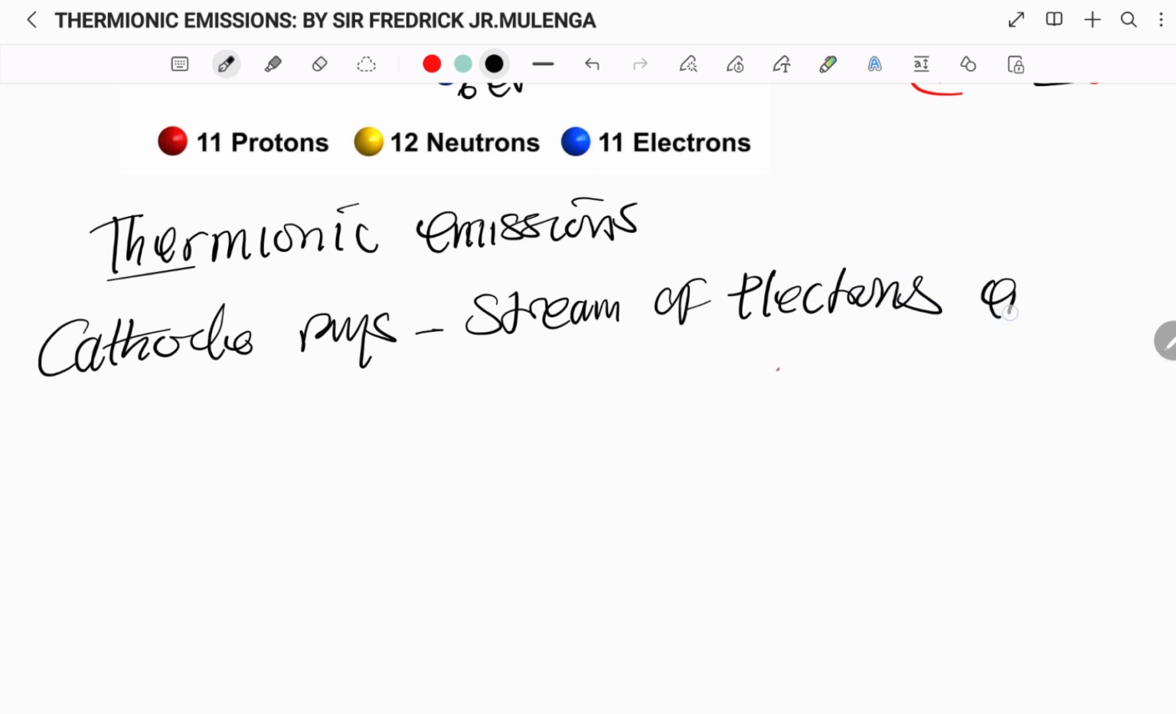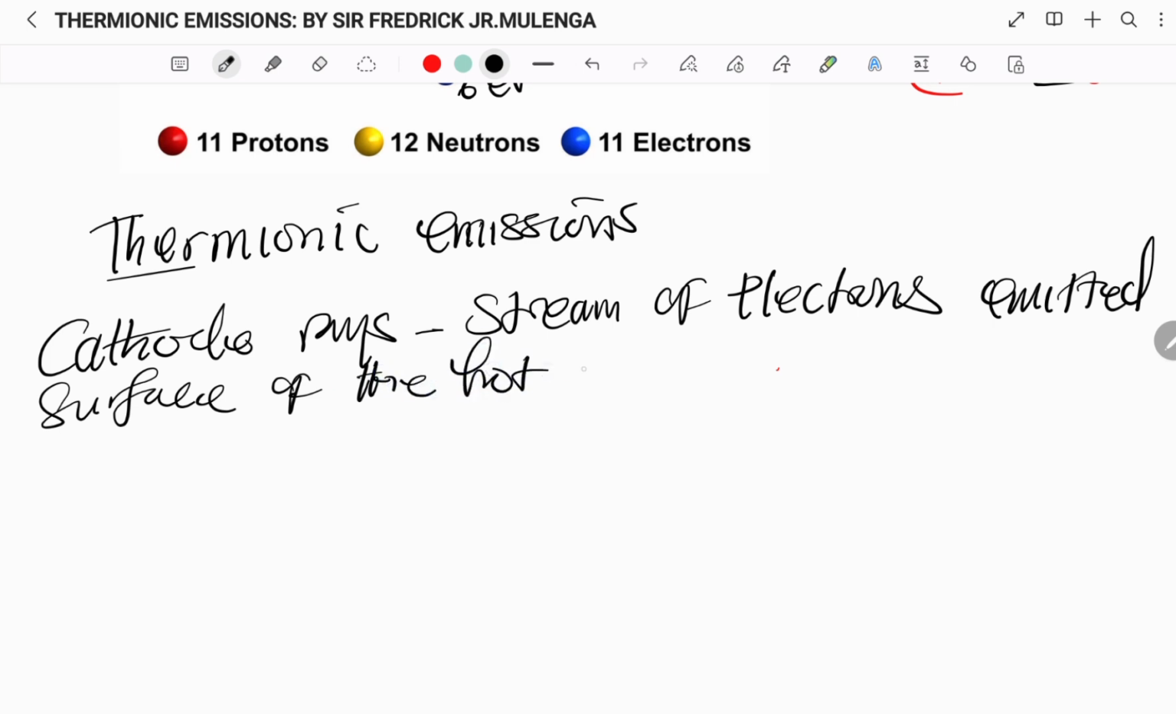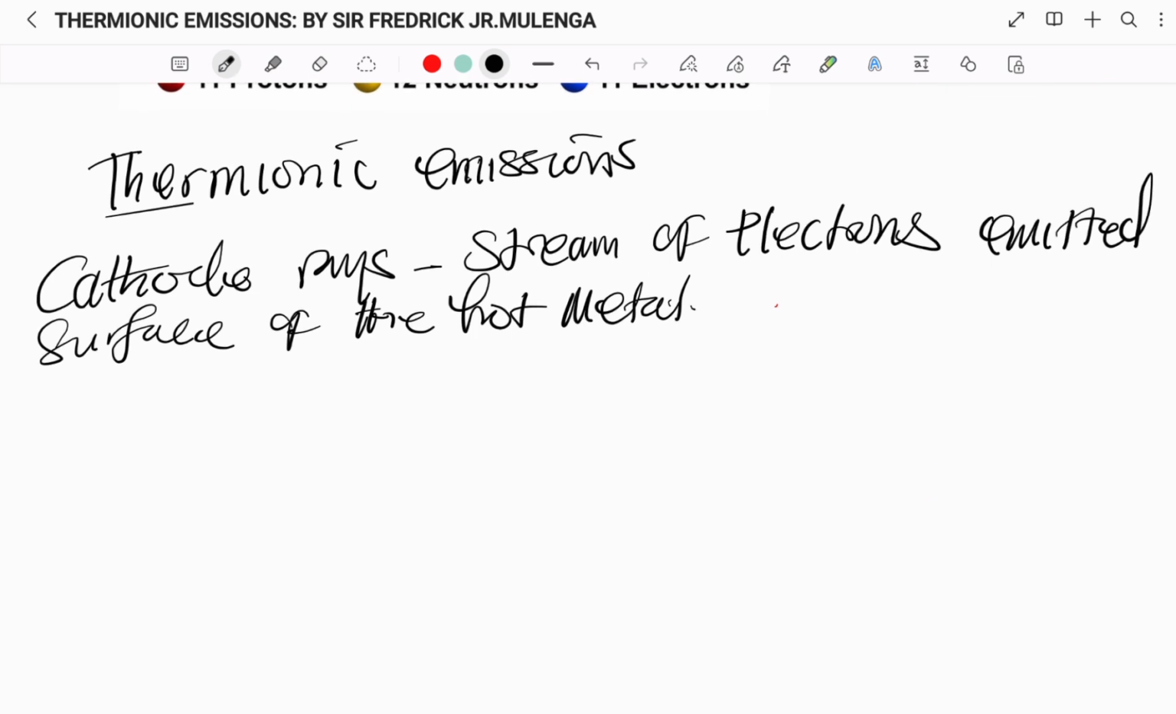Electrons emitted from where? Emitted from the surface of the hot metal. So the main idea is that when we heat a metal, it emits a stream of electrons, which we call cathode rays. Now let's discuss the production of cathode rays.